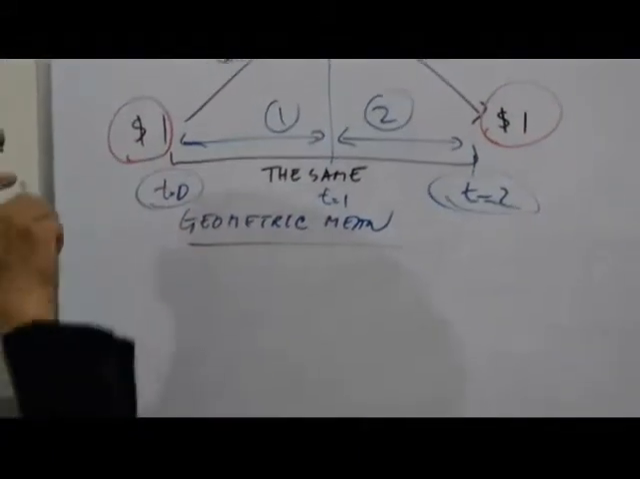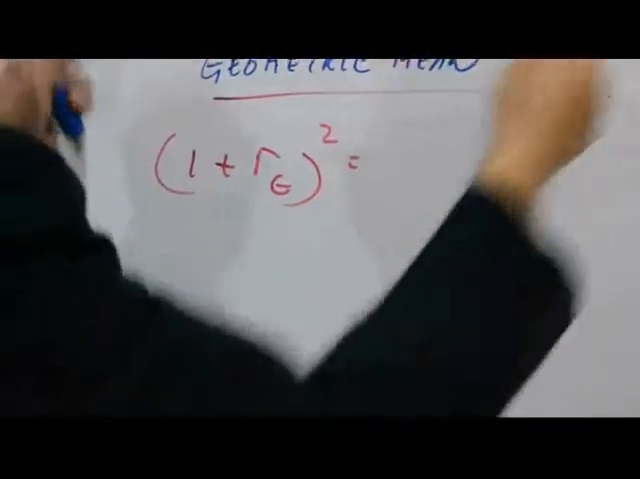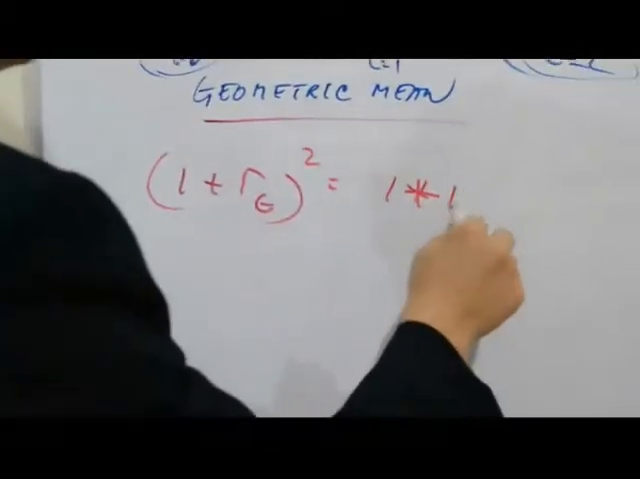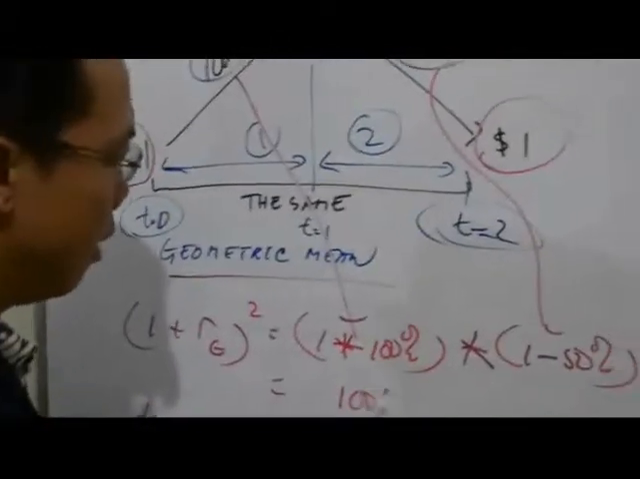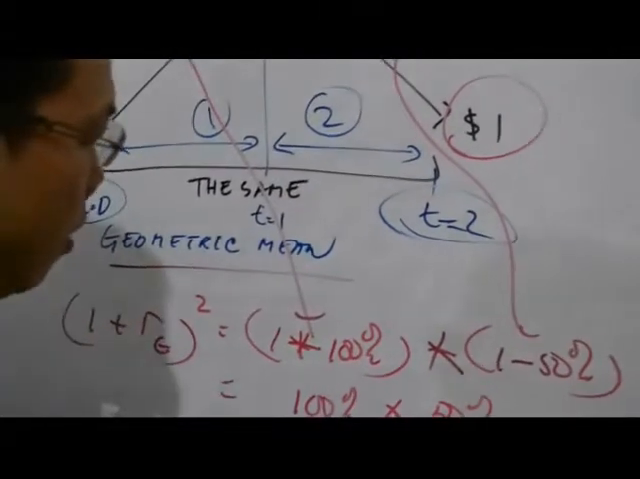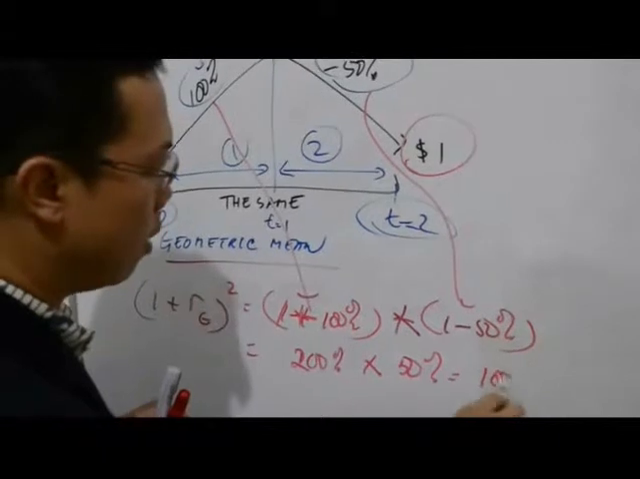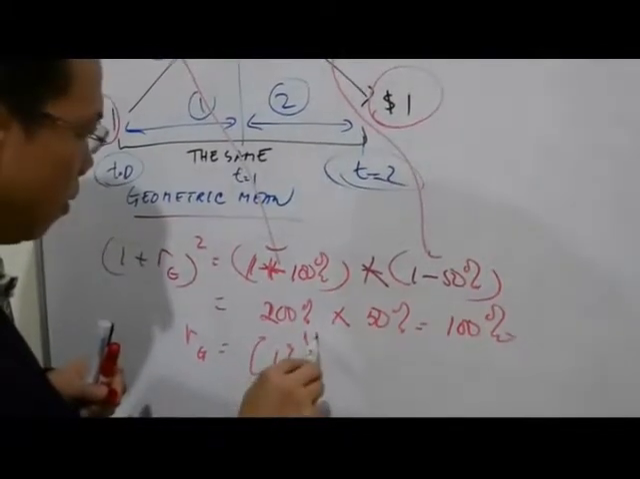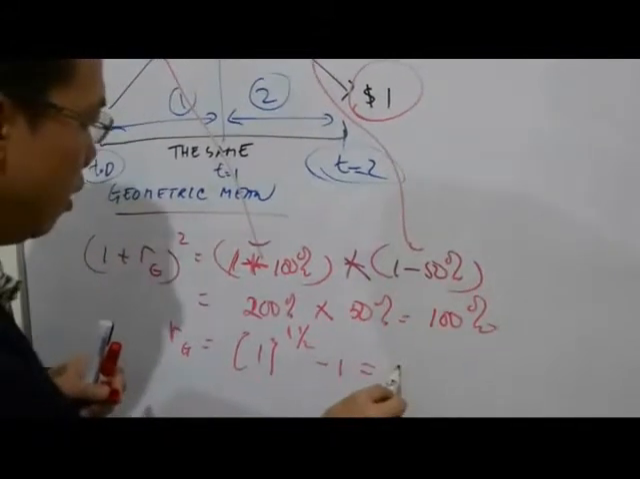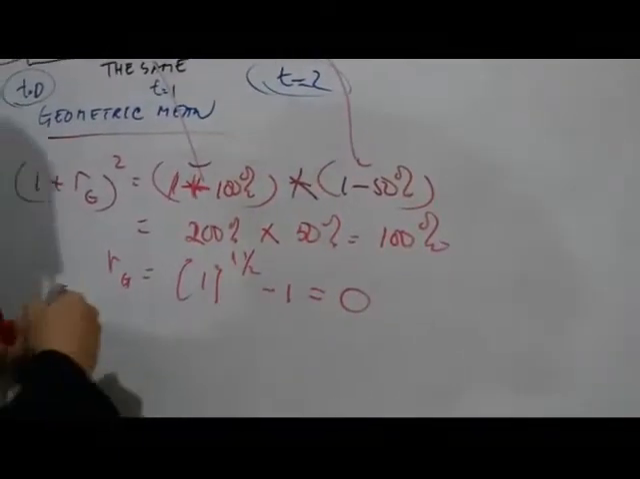So how do you get the geometric mean? Okay, this is how you get that. 1 plus RG, you put 2 here because there are 2 periods, 2 years, and then you multiply 1 plus 100%, this is your first year, and then times 1 minus 50%, this is your second year. Then you got 200% times 50%, and you got 100% here. So your RG becomes 1 minus 1. So basically it's 0. Okay? Alright, so your RG, your geometric mean, is 0.